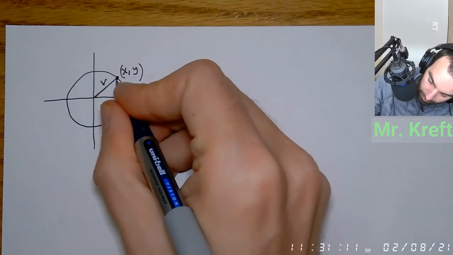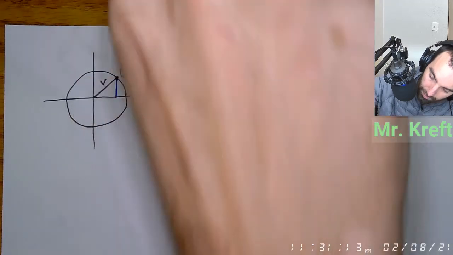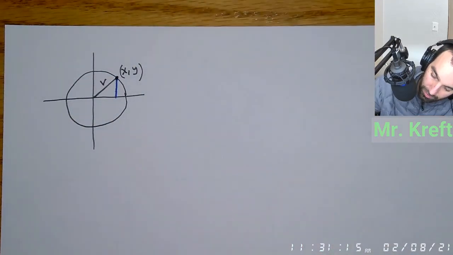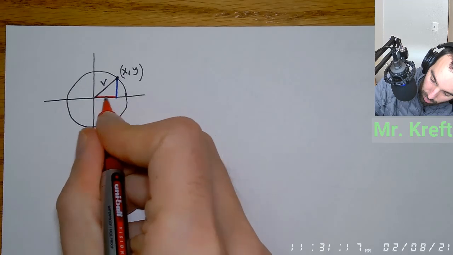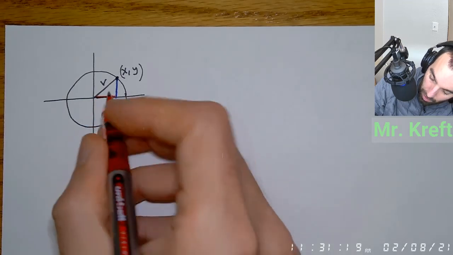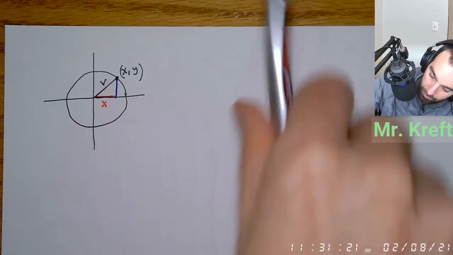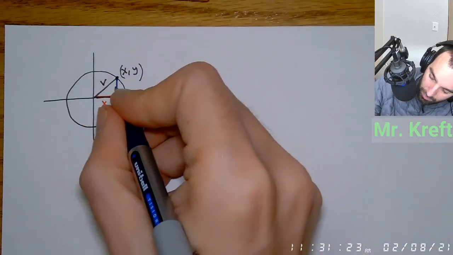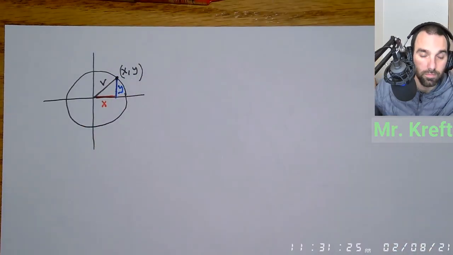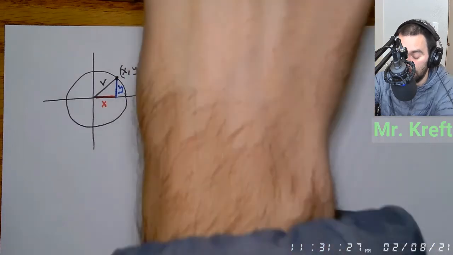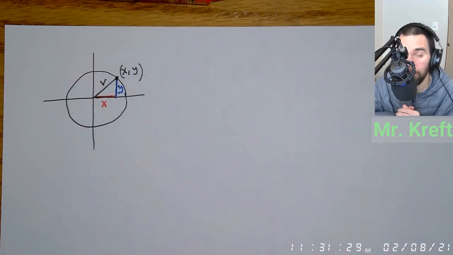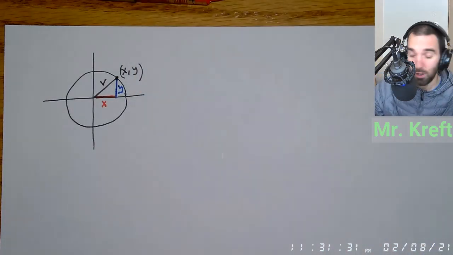Okay, so that means that it's going to have some height, and that means it's going to have some width, right? Because this is two-dimensional. Now, this width is x, and this height is y.